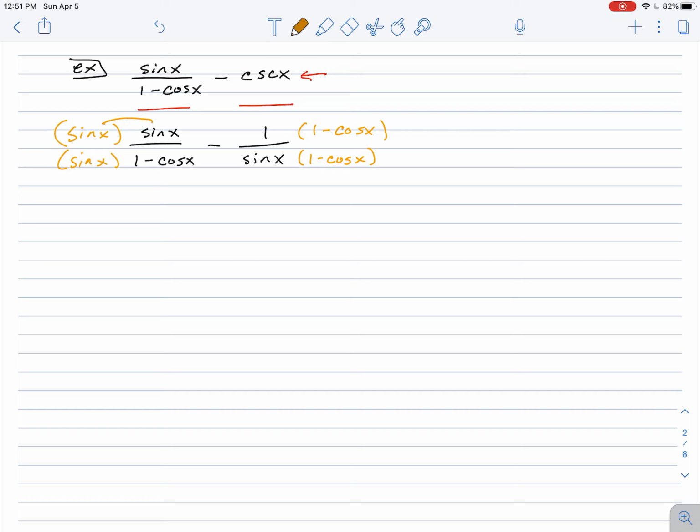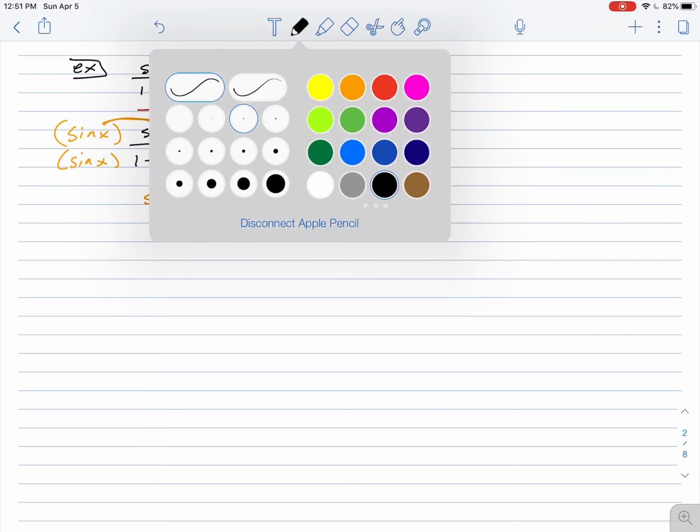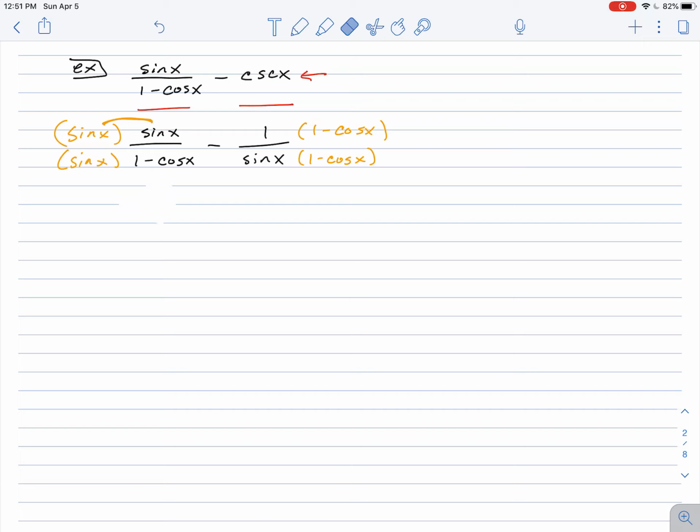All right, so my top combines here. I'm going to get sine times sine, which is sine squared. And then I've got a minus sign in between, and I've got 1 times this. So this is going to be 1 minus cosine x on the top, all over my denominator.